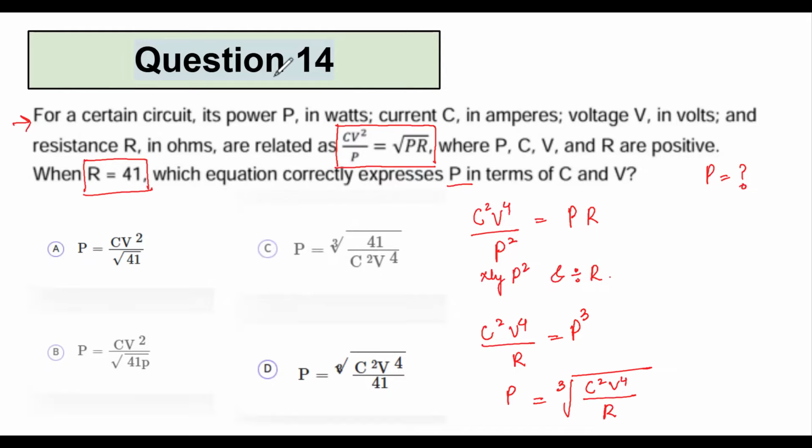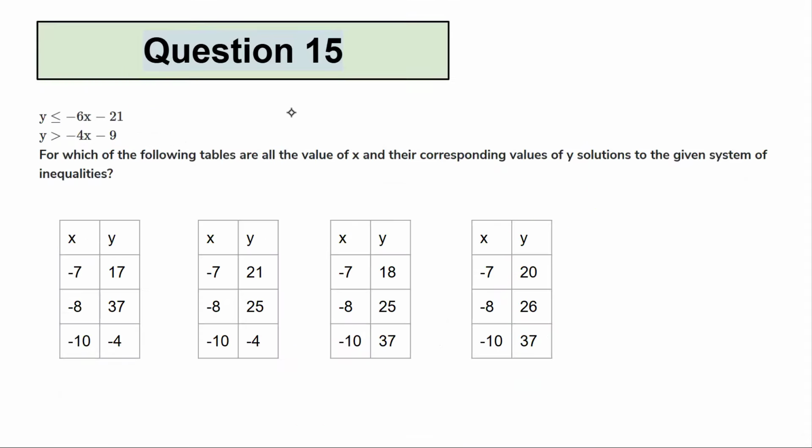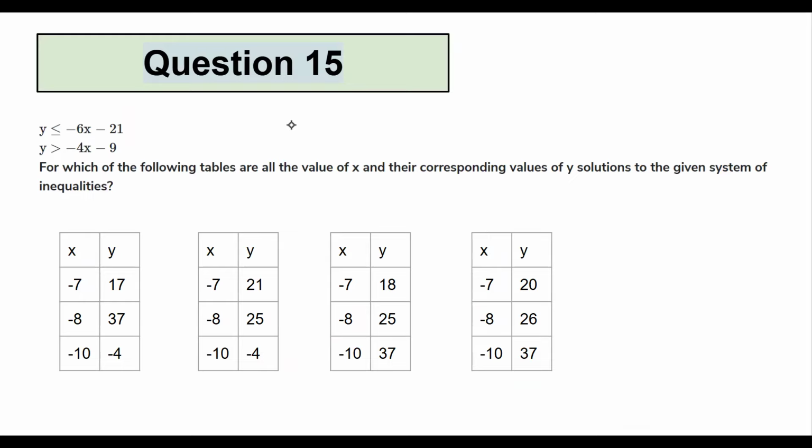Now R is 41, so let us erase R and write 41 there. That is our answer, which is option D. Done? Okay. Let's move on to the next question, 15. Question 15 has two inequalities, and you have to tell which of the values is our answer.